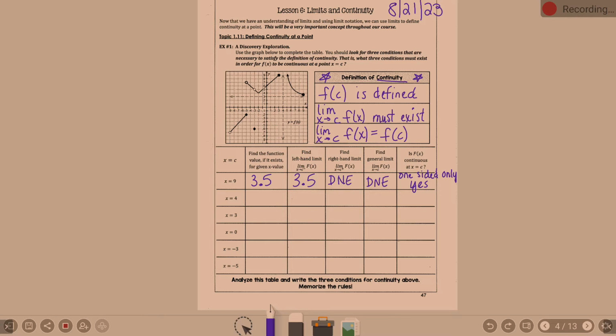Okay, you guys ready to look at 4? Find the function value, if it exists, at 4. So what am I going to put? D and E. Okay. Find the left-hand limit. Infinity?